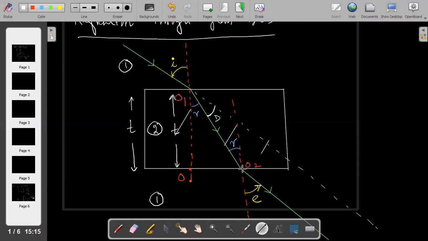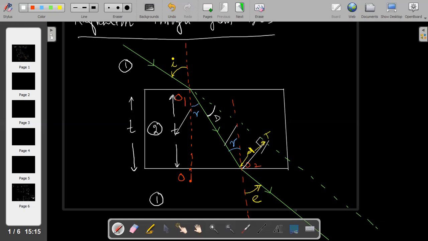Now I have to draw a perpendicular here. I am dropping a perpendicular here. This is the perpendicular, and this is 90 degrees, and this is known as lateral displacement. Write all this. Suppose this is T, this is T, and this is known as lateral displacement D. D is the lateral displacement or lateral shift.